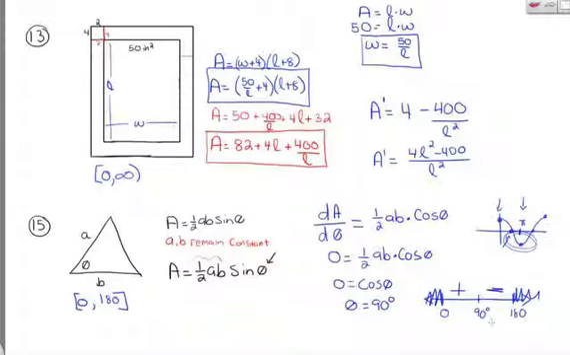So based on this, it would tell us that we have a local maximum at 90 degrees or at pi over 2. Therefore, answering the question, 15, find the angle, what value of theta will maximize the triangle's area? So my answer happens to be a 90 degree angle. And that should answer it.